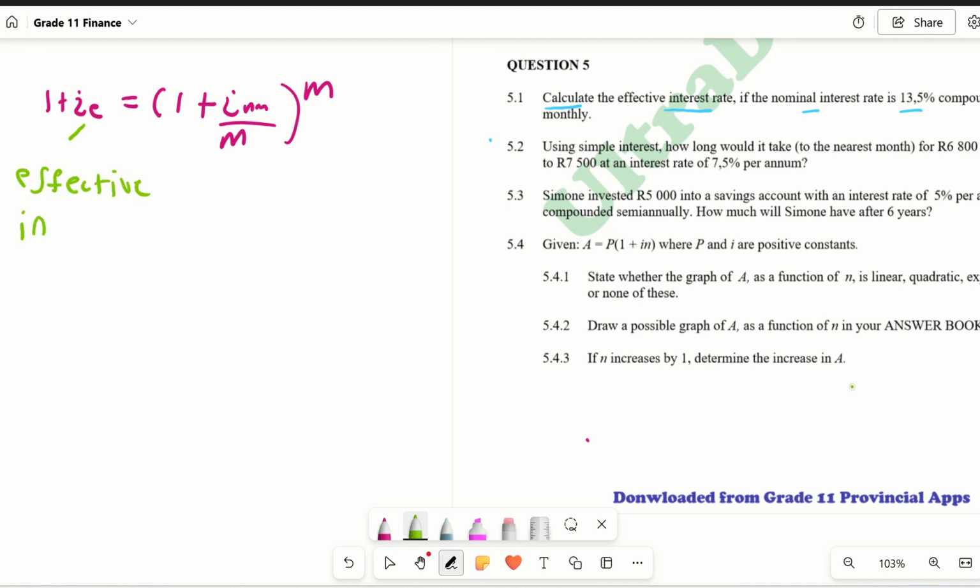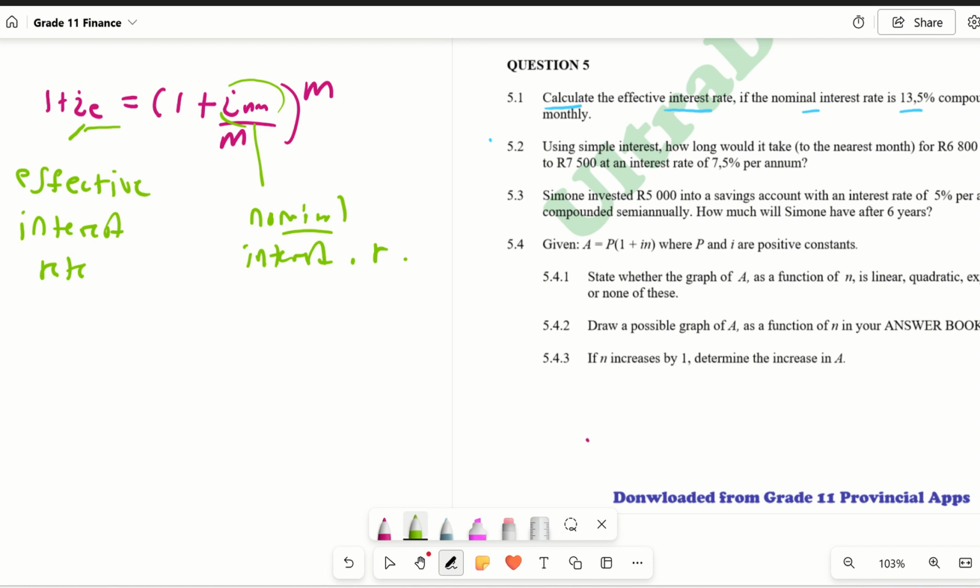Effective means effective interest rate, and this one means nominal interest rate. So this is your nominal interest rate. This is your compounded monthly, compounded quarterly, compounded semi-annually, and so on. And this one is that per annum one.